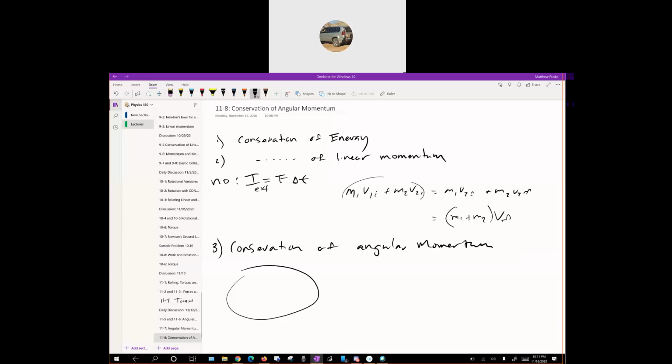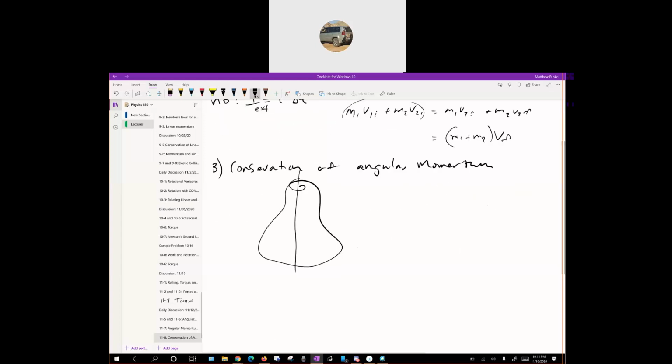So let's say we have some mass spinning like this. An external torque would be like if I applied a force out at the edge some distance r. Well, if there are no forces acting on this, then it's just going to keep spinning. So if it has some omega initial, it's going to keep spinning at that same omega forever.